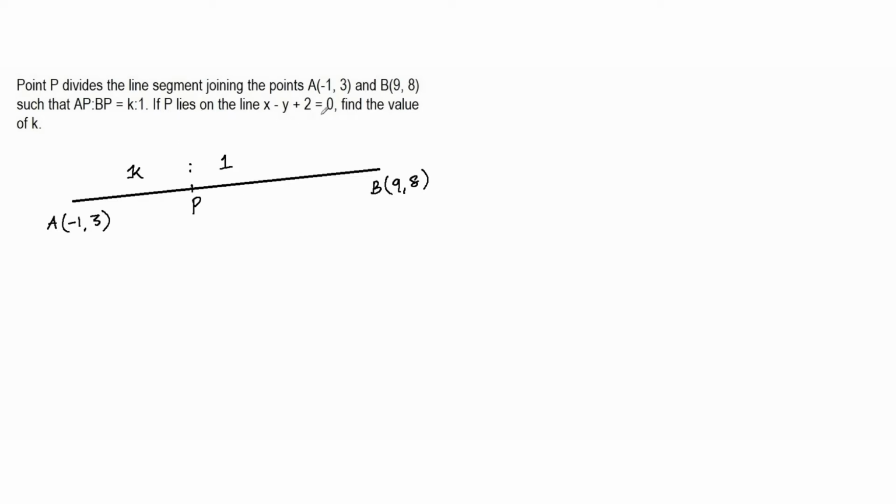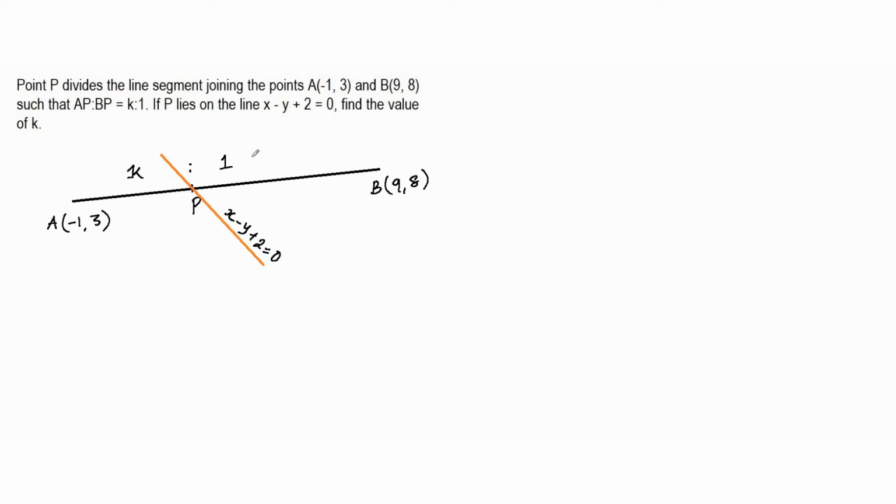If P lies on the line x minus y plus 2 equals 0. So let's consider that there is a line which passes through P and the equation of this line is given as x minus y plus 2 equals 0. We have to find the value of k.